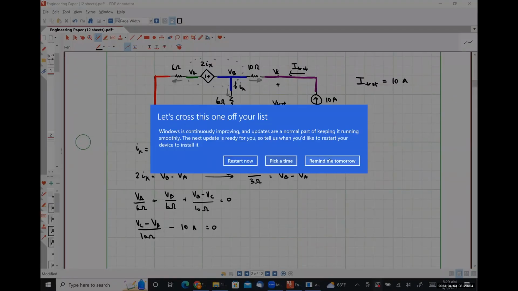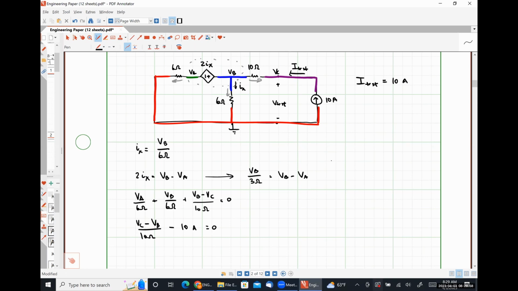I do not want to restart now, stupid computer. So now let's solve this 3x3 system. So in my first equation, I have negative 1 VA. I have positive one minus 1/3, so that would be 2/3 VB, 0 VC, constant term of 0. In my second equation, I have positive 1/6 VA, 1/6 + 1/10 VB and -1/10 VC. My constant term is zero. In my third equation, I have 0 VA, -1/10 VB, +1/10 VC, constant term is 10 amps.